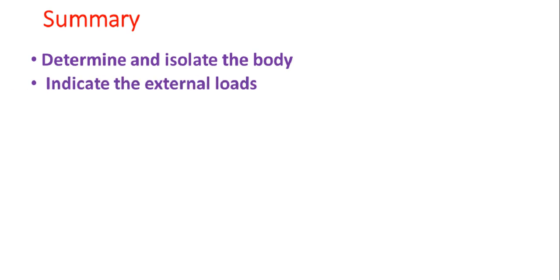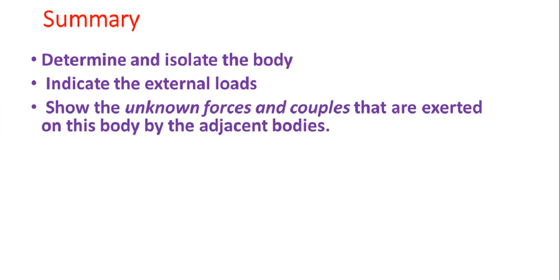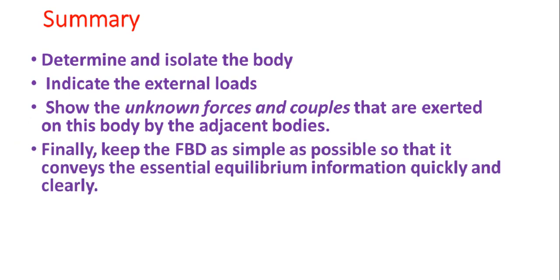Then indicate the external loads. Just show whatever external loads are provided in the numerical as an input. Just indicate all these external loads. Then show the unknown forces and couples that are exerted on the body by the adjacent bodies. And then finally, keep the free body diagram as simple as possible so that it conveys the essential equilibrium information quickly and clearly. And this last point I'm going to show using our next example.